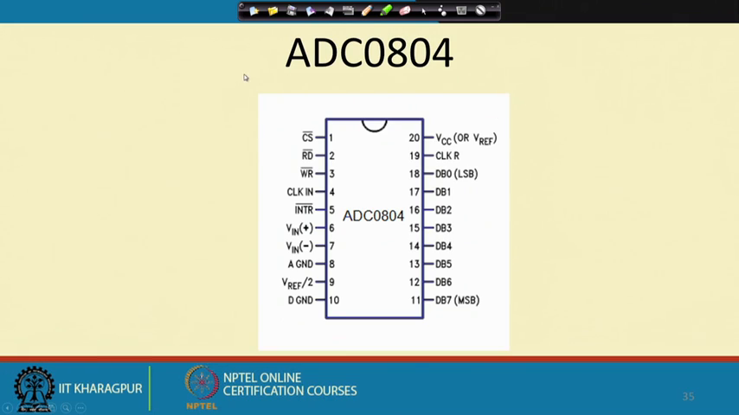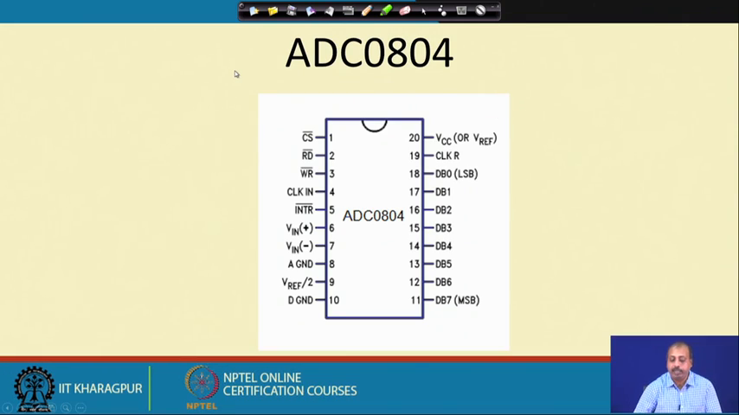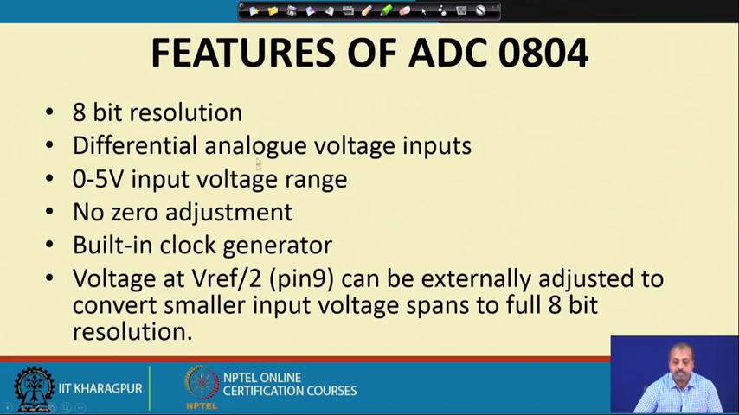So, this is one example, ADC 0804. It has got a number of pins. We will see the names of these pins and their meaning in successive slides. This has got 8-bit resolution, that is, n equal to 8 bit.